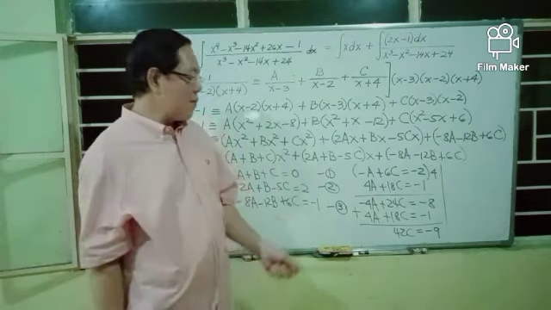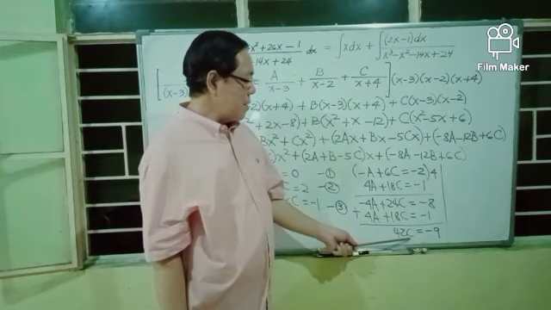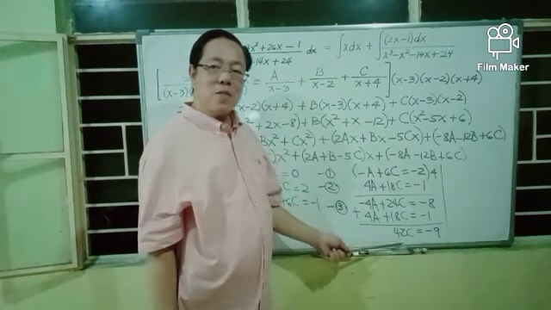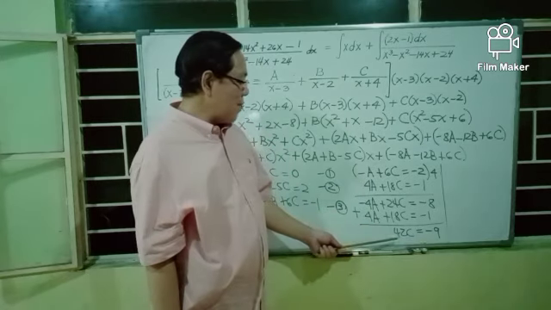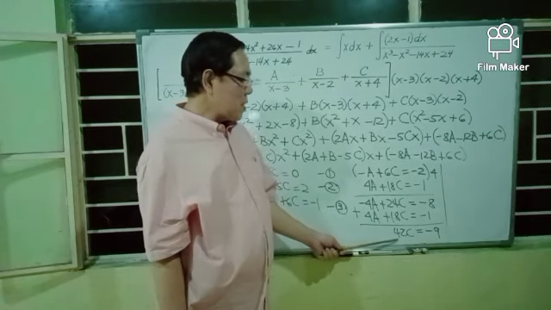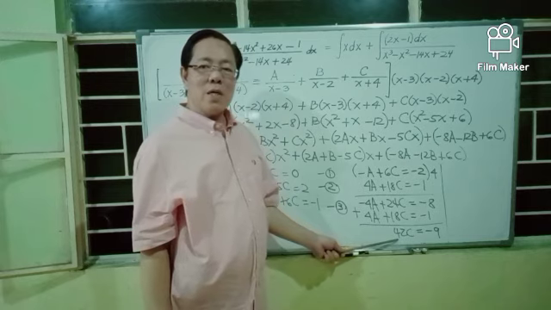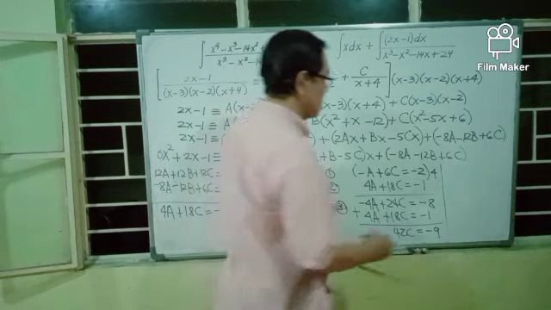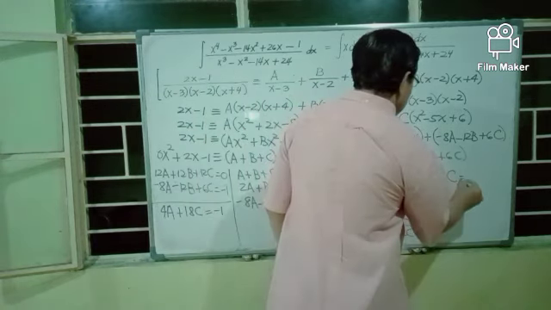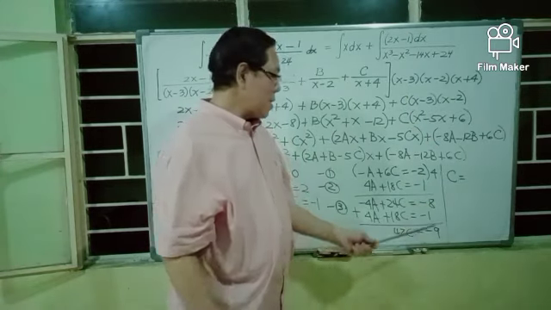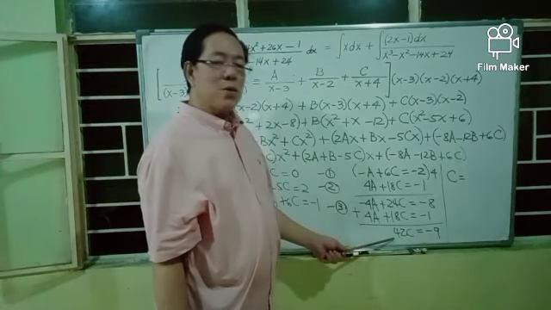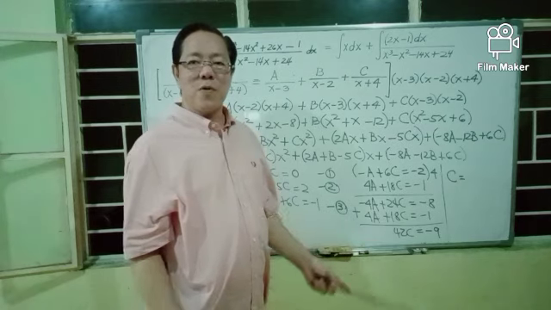Finally, to solve for the value of c, we divide both sides of this last equation by 42. 42c divided by 42 is c. And negative 9 divided by 42 is negative 9 over 42.